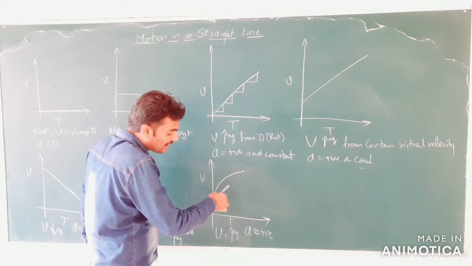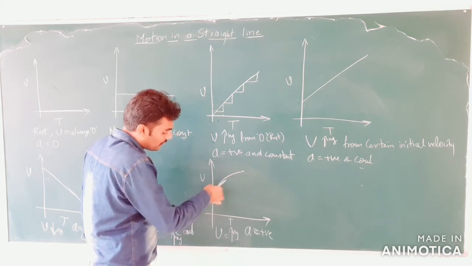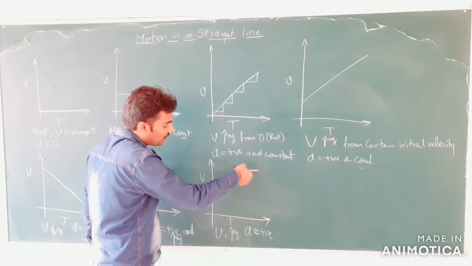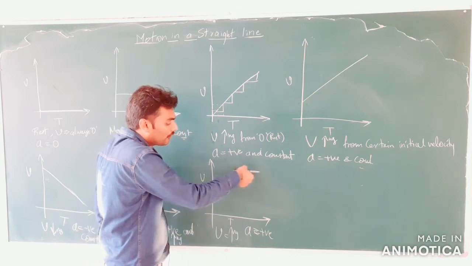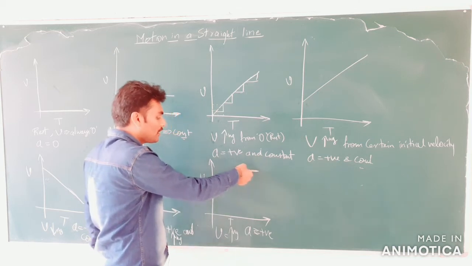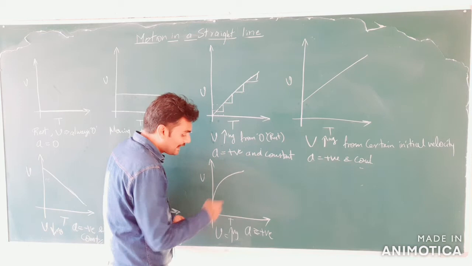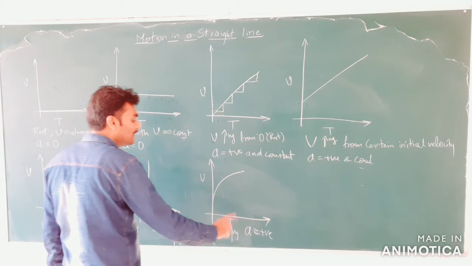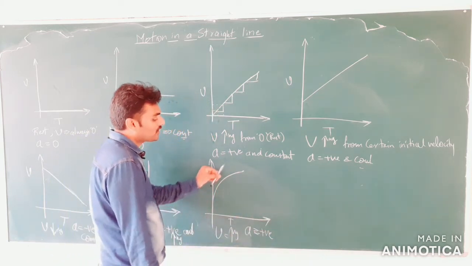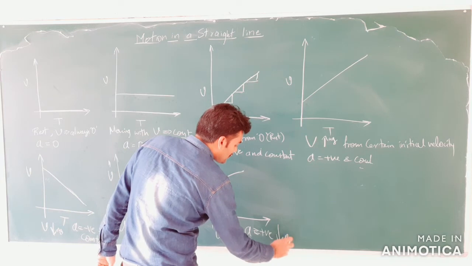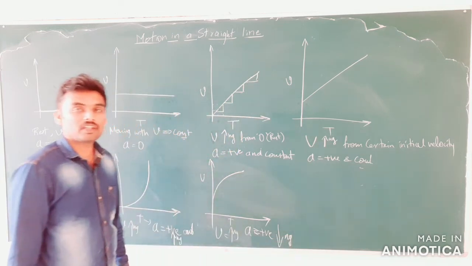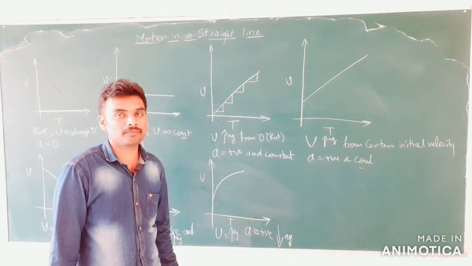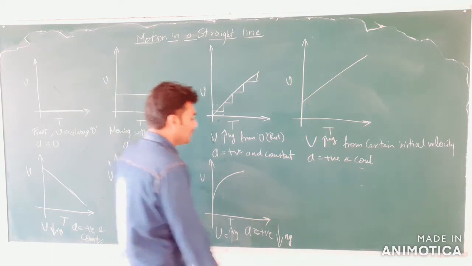So the slope is decreasing here, like this. When it comes to this position, the slope is 0, which means velocity is constant. So slope is decreasing and hence acceleration is decreasing. For this graph, velocity is increasing, that is why acceleration is positive, but slope is decreasing and hence acceleration is decreasing. So for this graph, velocity increasing, acceleration is positive and decreasing. Clear? Okay.